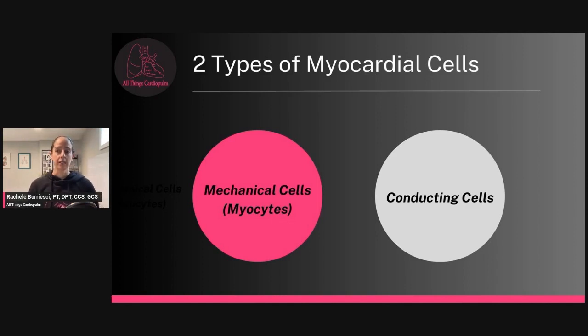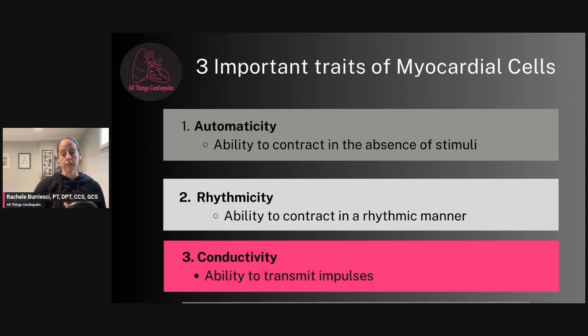Conducting cells, on the other hand, allow those cells to basically spread the signal. So once a cell is stimulated, it has the ability to send the signal to the next cell and to the next cell and to the next cell until it's able to contract as a unit. And so it's super efficient at doing that, which kind of brings us into these important traits. Myocardial cells have the ability of automaticity, rhythmicity, and conductivity.